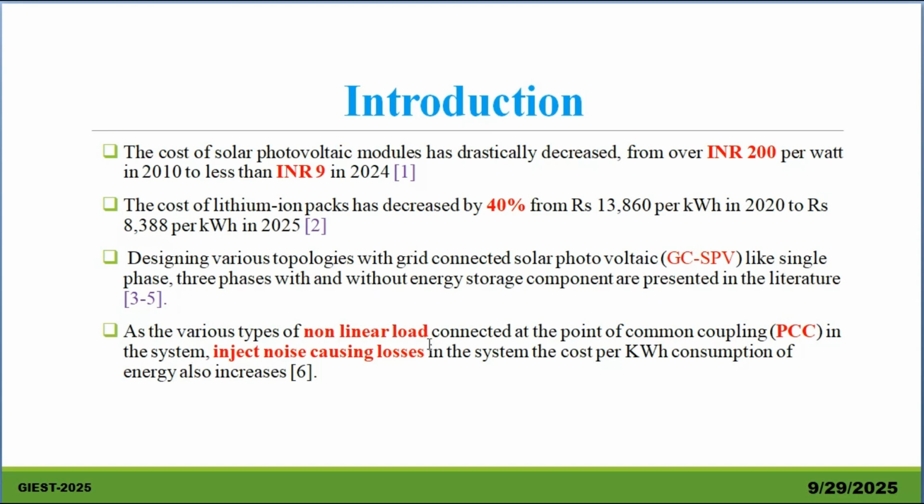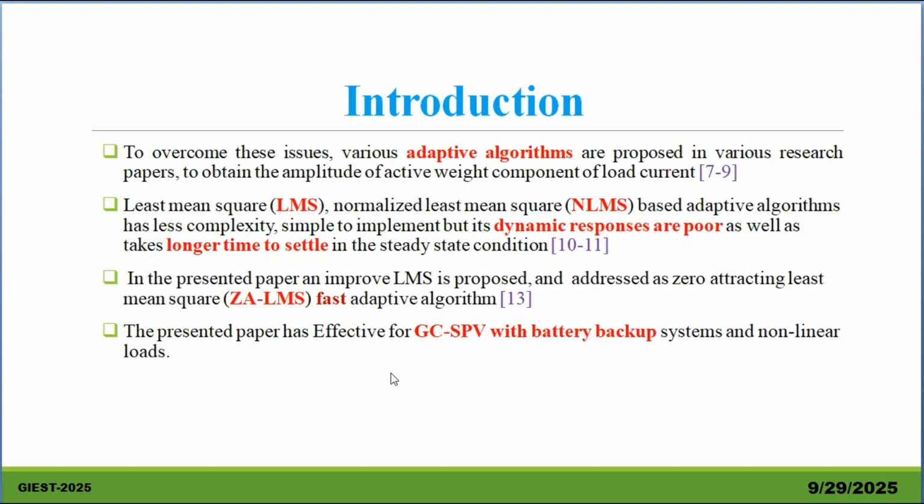Various types of nonlinear load connected at the point of common coupling inject noise into the system and cause losses, due to which the cost of energy consumption also increases. To overcome this issue, various adaptive algorithms are proposed in research papers to obtain the amplitude of the active weight component of load current, like LMS, least mean square. An LMS based adaptive algorithm has less complexity and is simple to implement, but its dynamic response is poor and it takes longer to settle in the steady state condition.